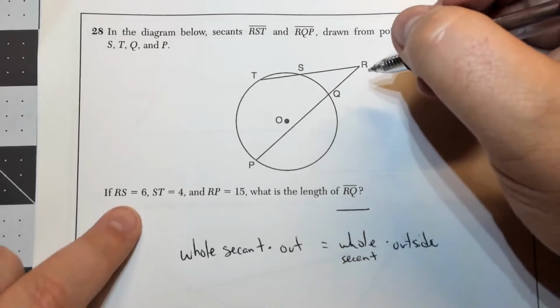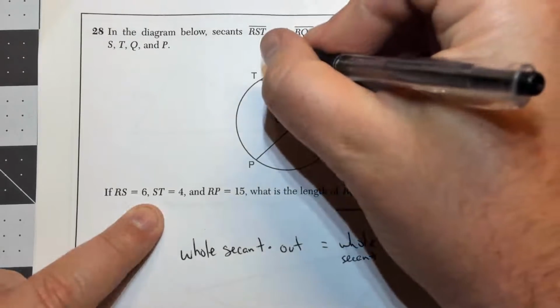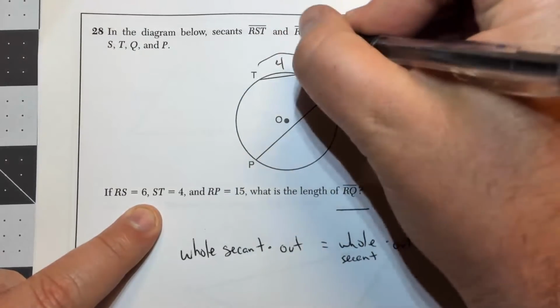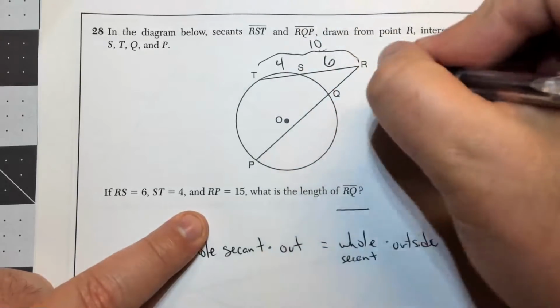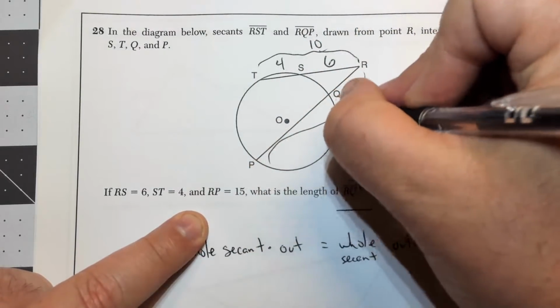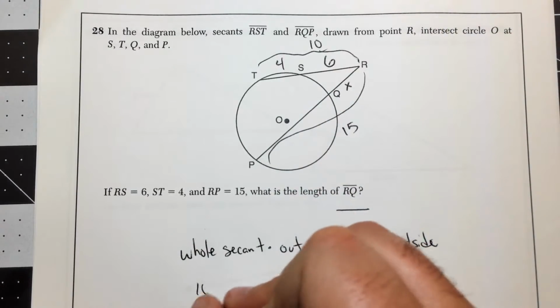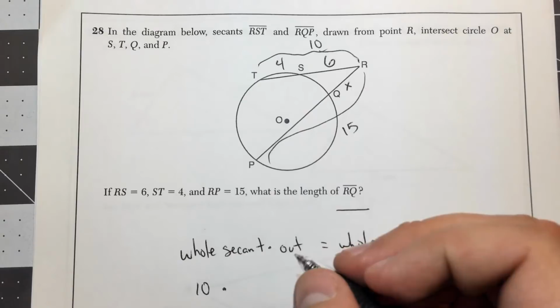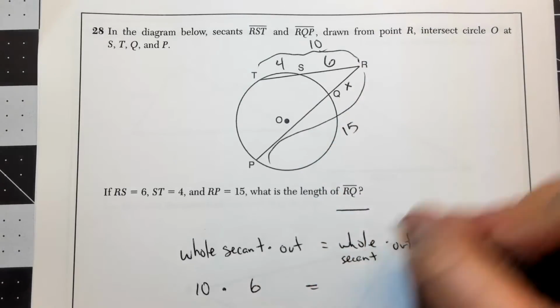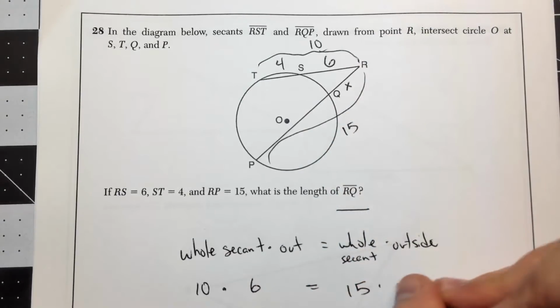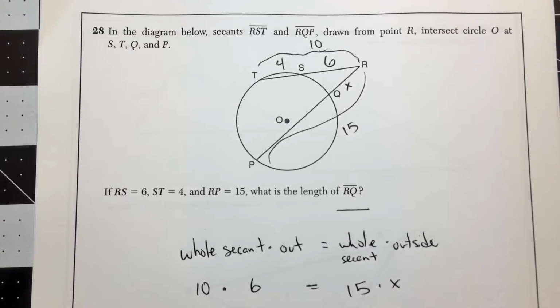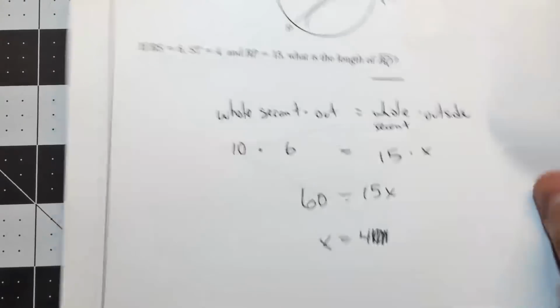All right, so RS is 6, ST is 4, the whole secant is this whole length, which is 10. If RP, which is this side right here, is the whole secant is 15, RQ we're going to call X. So we're just going to do whole 10 times the outside piece, which is 6, is equal to the whole, which is 15 times X. And then we're just going to solve. This is 60 equals 15X, and that means X is equal to 4. All right? That's it.